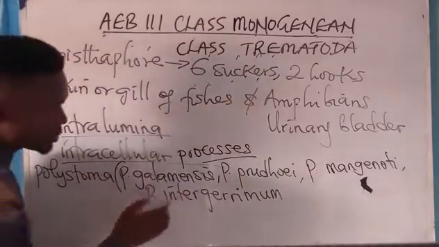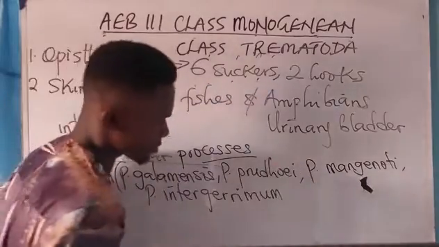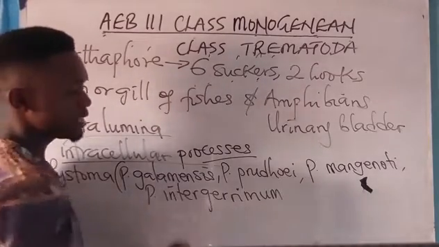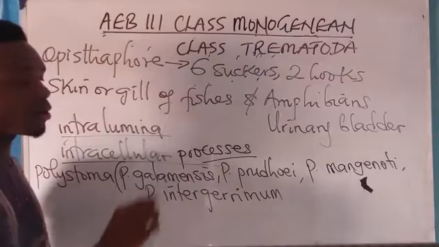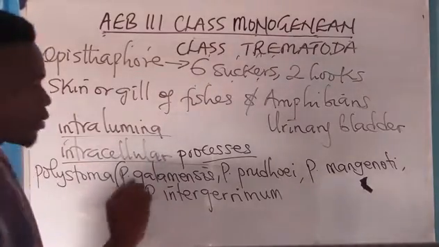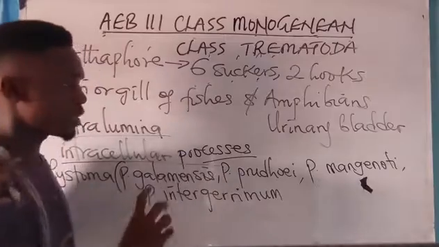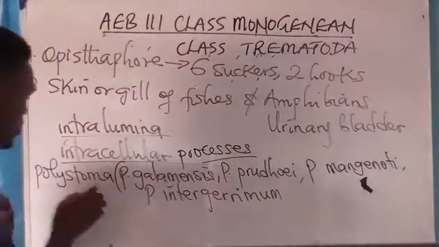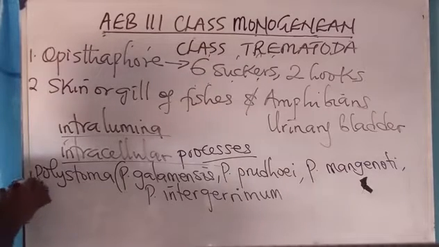That is 4 species. Of all these 4 species, Polystoma integerrimum is the representative member of this organism. In other words, it is the most conspicuous member of this organism, Polystoma. Then you have number 2.